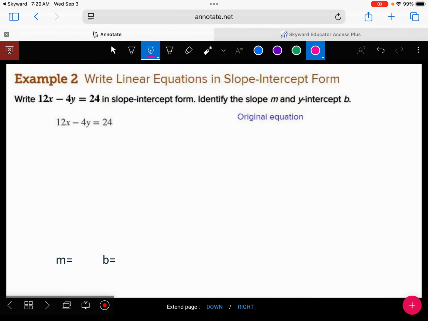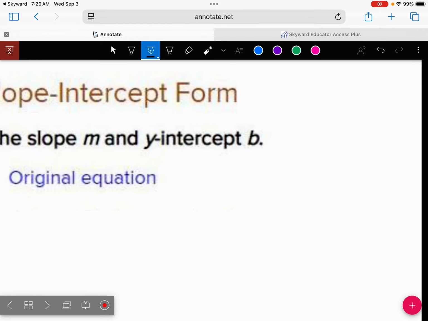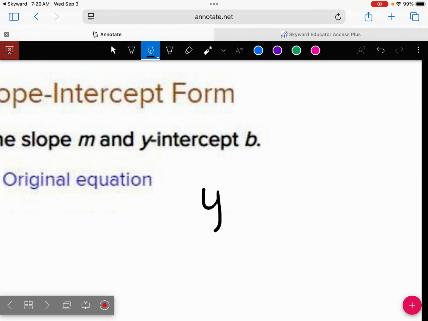Mostly what we're going to be doing is taking equations and putting them into slope-intercept form. This is going to be something we need to be able to do, take an equation in any form and put it into slope-intercept form. So we want this to be slope-intercept form, which means I want this to be a y equals mx plus b.